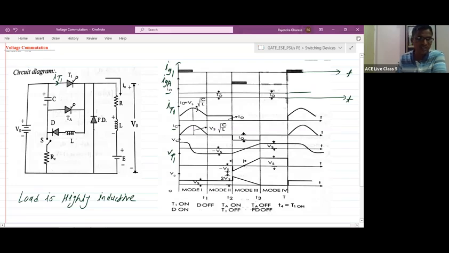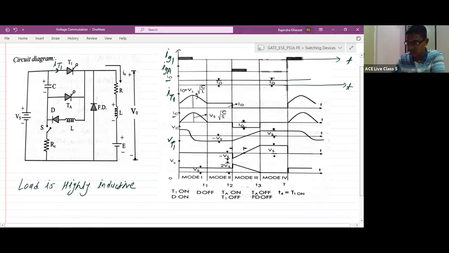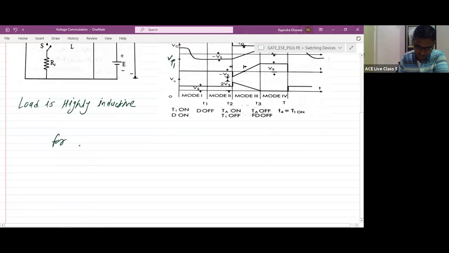Initially, for t less than 0, the thyristor T1 was in an off state, and the switch S was in an on state. So for t less than 0, switch S is in an on state, and the main thyristor T1 and auxiliary thyristor TA are both in an off state.